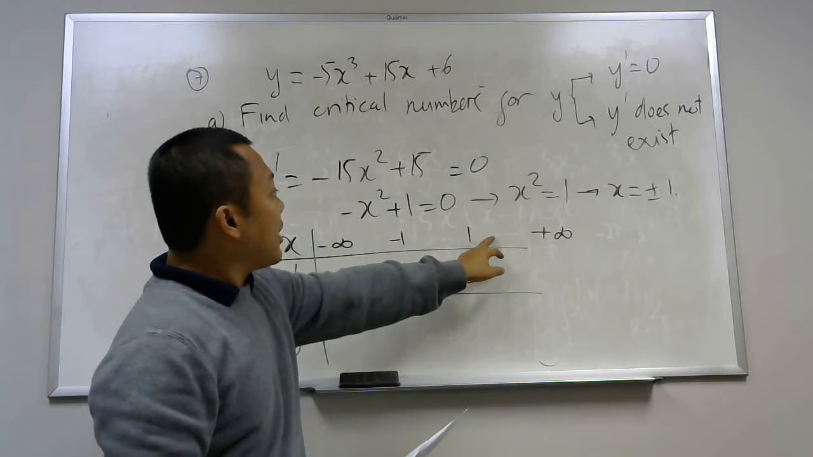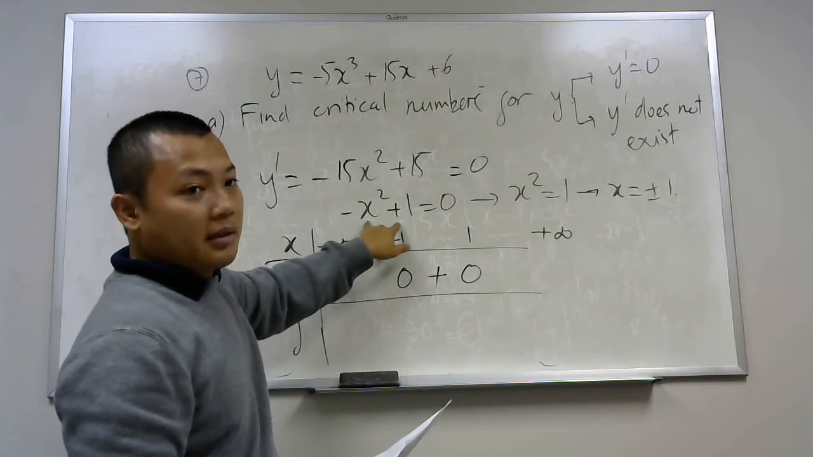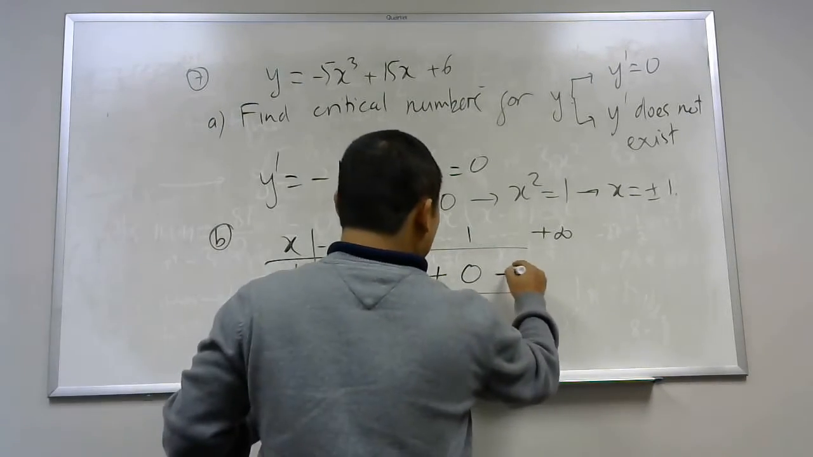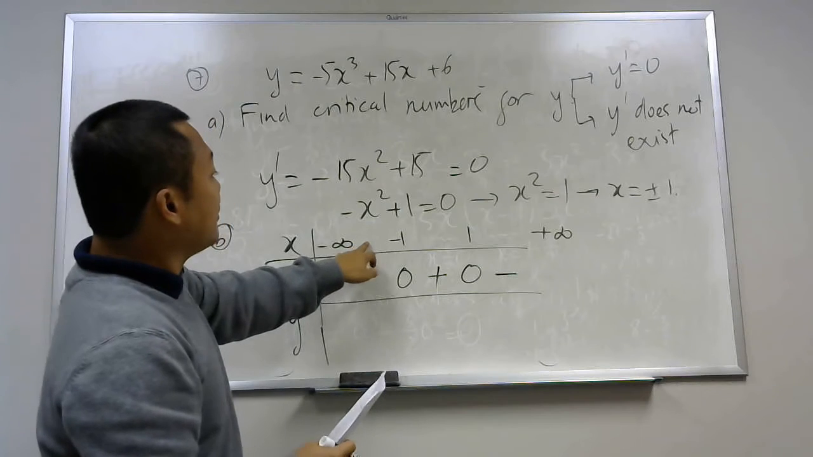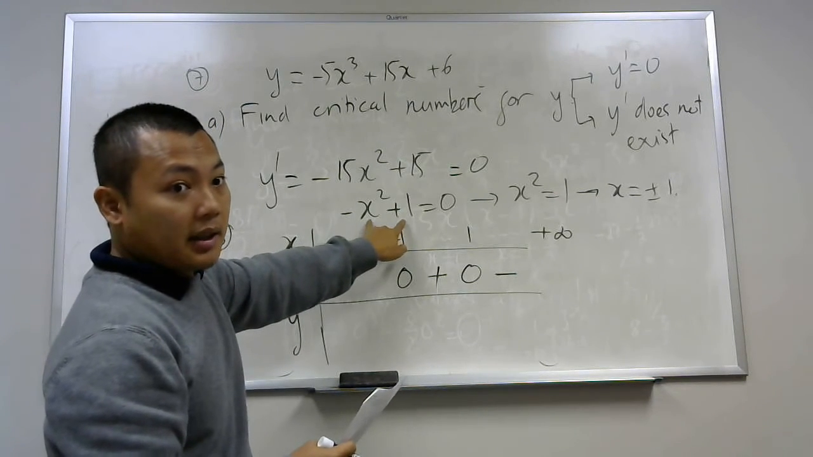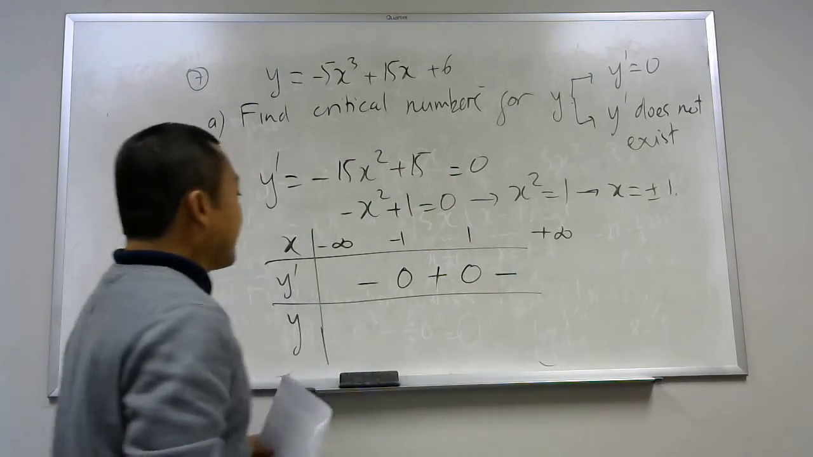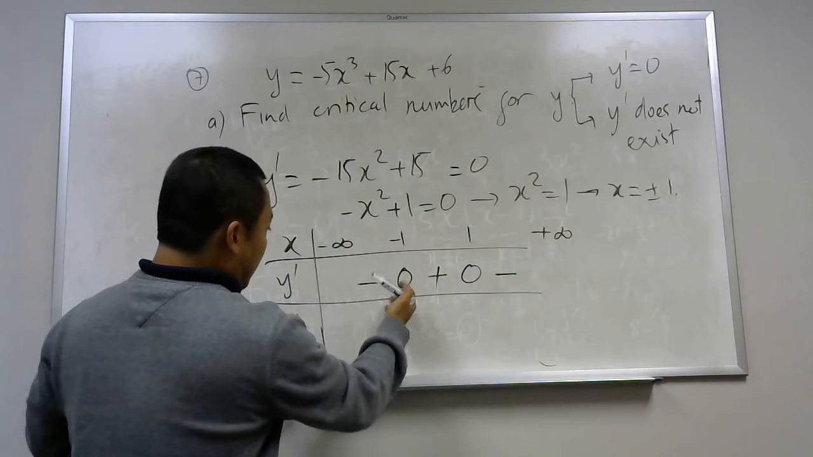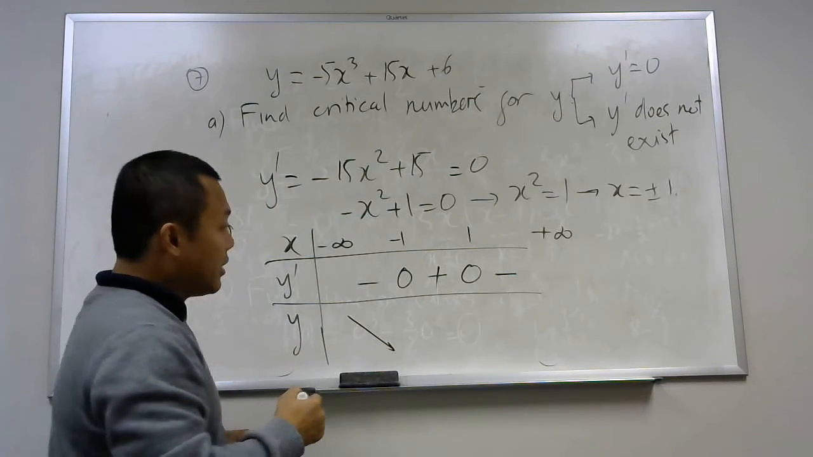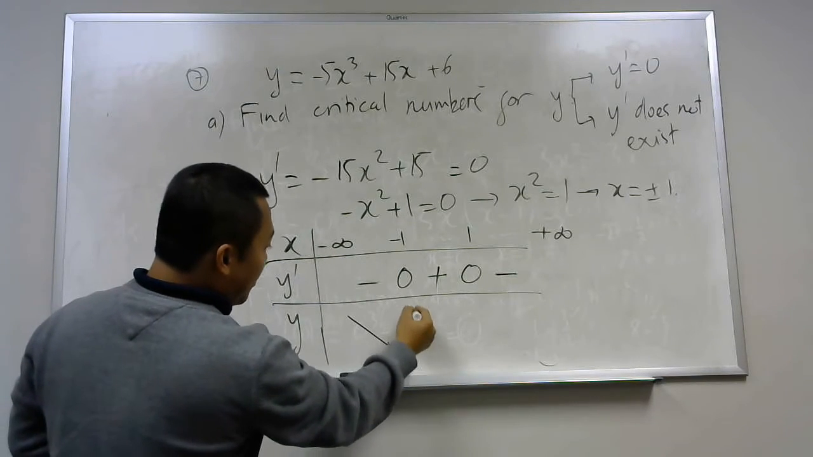And then I pick 2. I plug 2 into this, I say negative 4 plus 1, negative. Similarly, I can pick negative 2. I plug negative 2 into this, I get negative, right? Because negative 4 plus 1 is negative 3. So what does it mean? That means in this interval, the function is decreasing because that is negative. Decreasing from this to this point, right?